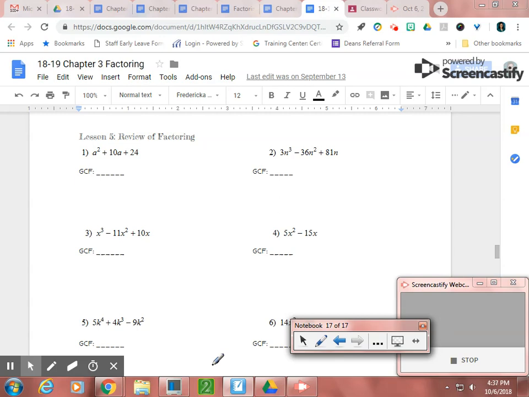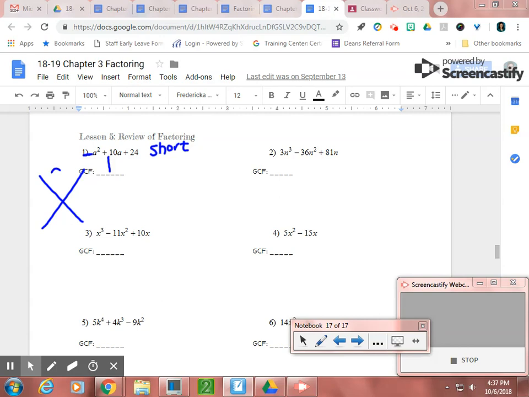So in number 1, are they all divisible by anything? No. So its greatest common factor is 1. So then I want to look at this. There's 3 parts to it, and I say, okay, my a value is just 1. So if your a value is 1, that means we want to make an x, and this is the short way. Okay, so this is the short method.